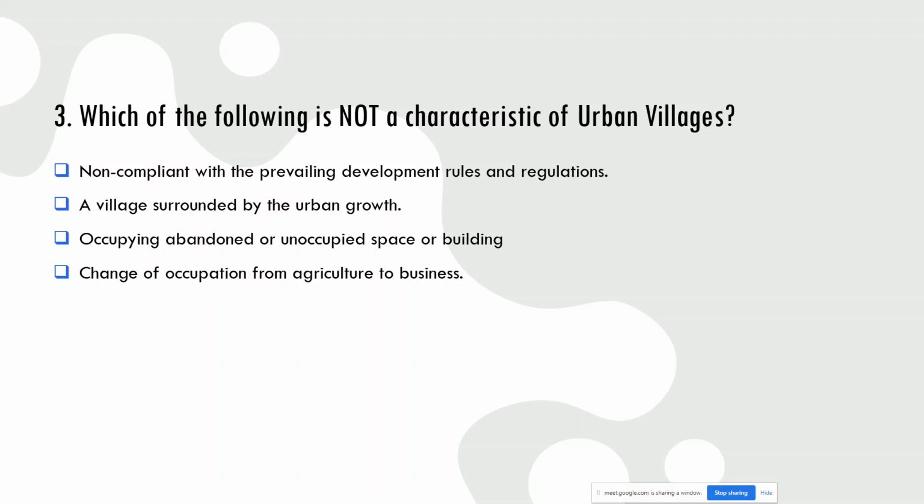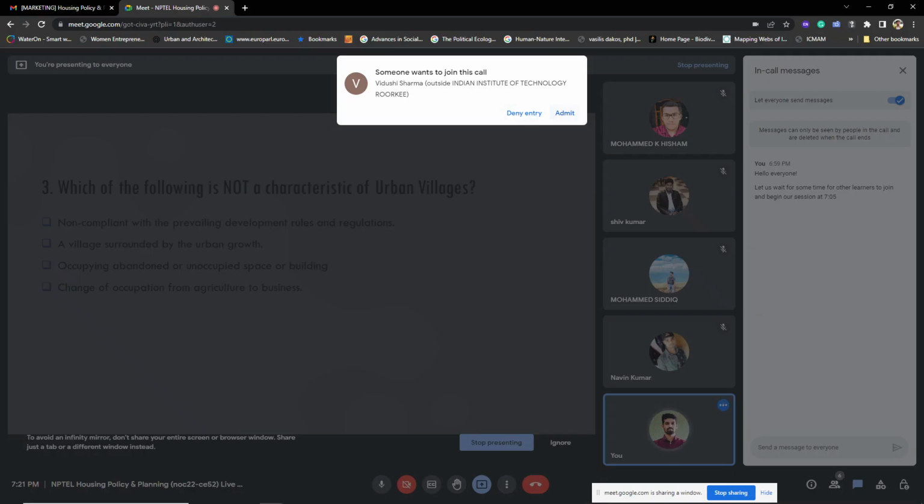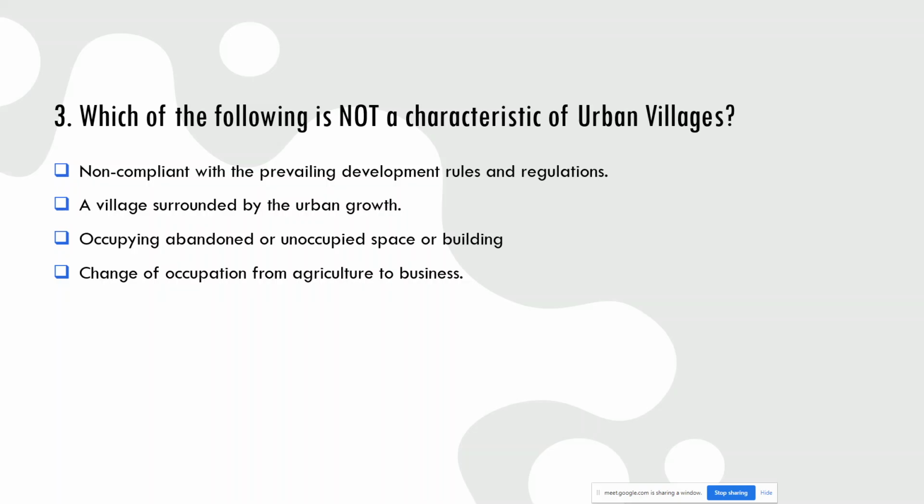Occupying abandoned or unoccupied space or building. Consider if some site within the city is not occupied, so there is no building constructed, or maybe there is a building but nobody is staying in it. If some random person goes and stays in this particular building or space, occupying abandoned or unoccupied space or building, it is not actually an urban village.